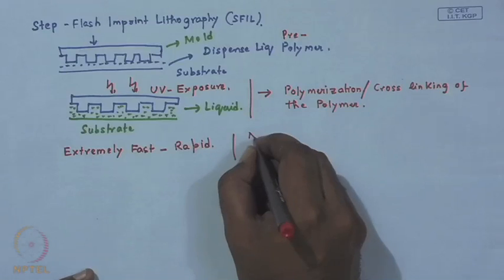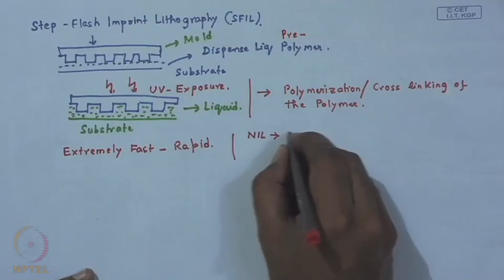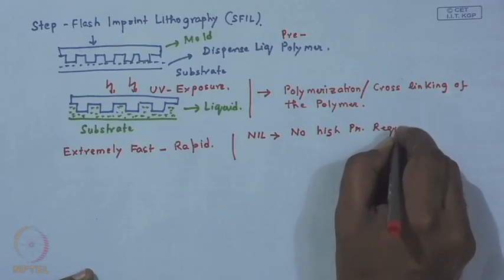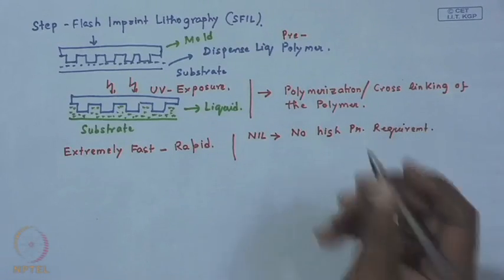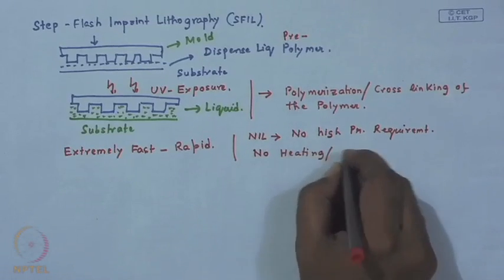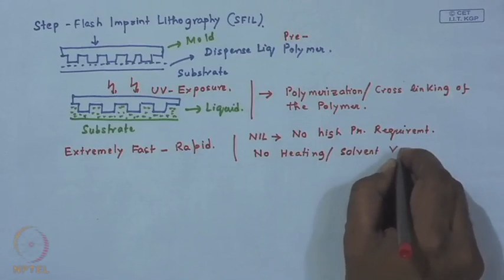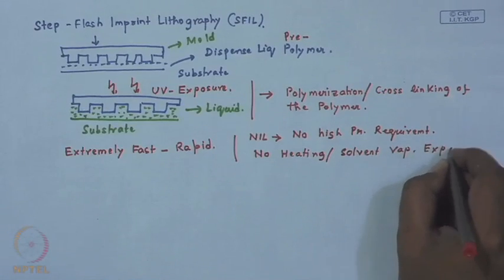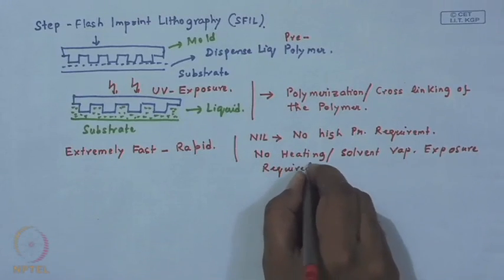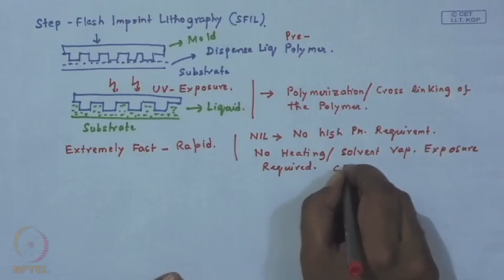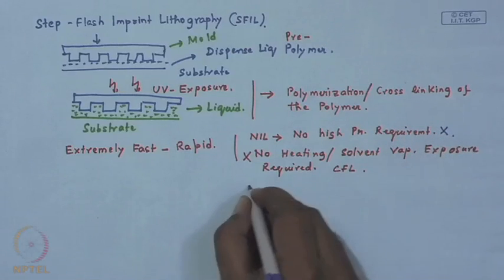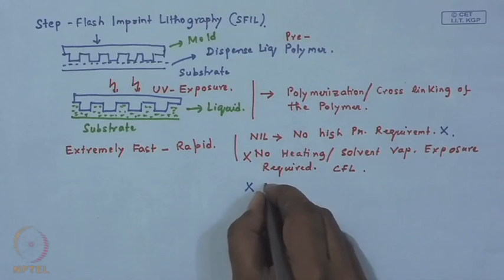Unlike NIL, no high pressure requirement is there. No pre-processing in the form of heating or solvent vapor exposure is required, like capillary force lithography. So, you do not require high pressure, and you do not require a very long time, like mimic.